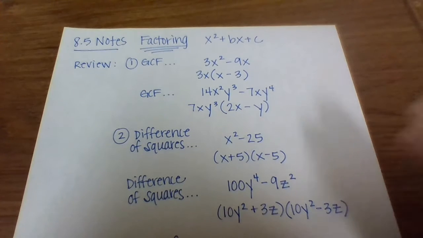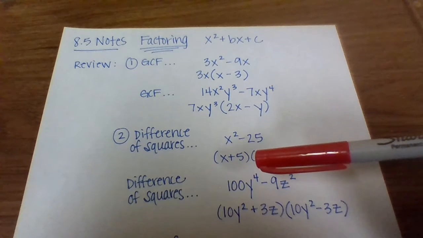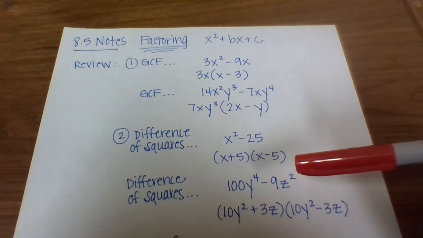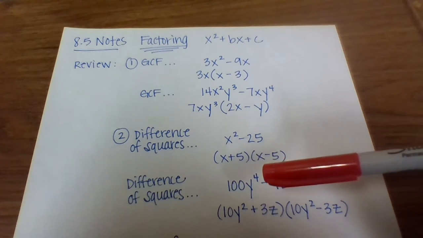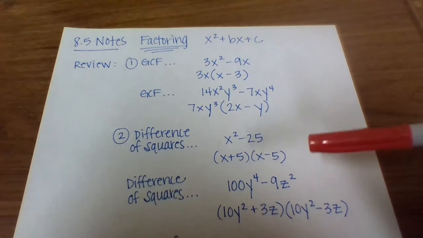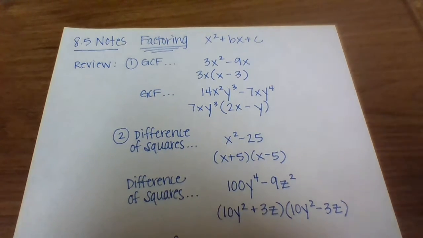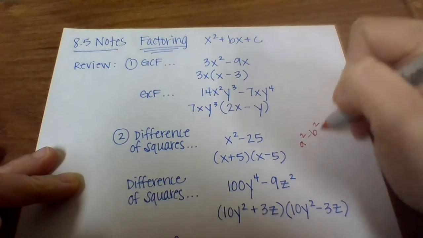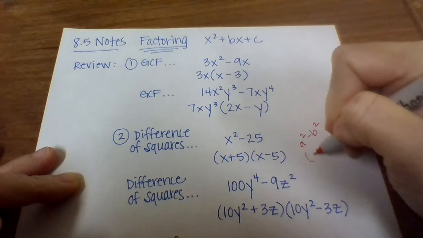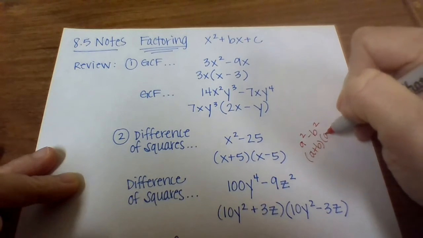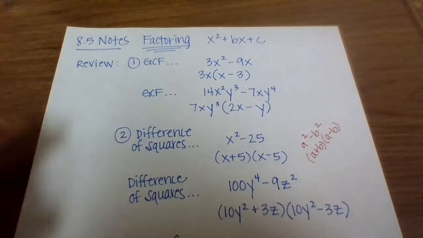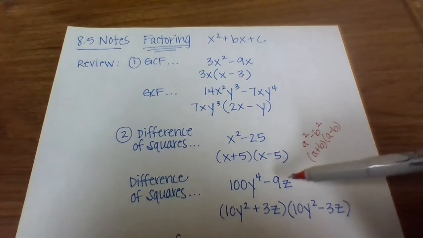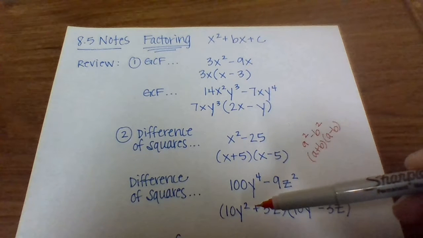Okay, so this next one: is 100y to the fourth a perfect square? Yep. Is 9z squared a perfect square? Yep. Is it a difference? Yes. So then break it down to the form a plus b. Let me write that down. In the form a squared minus b squared, that means it's a difference of squares. It always breaks down to a plus b times a minus b. So basically just take the square root of that, take the square root of that, write a positive and a negative of the same thing.